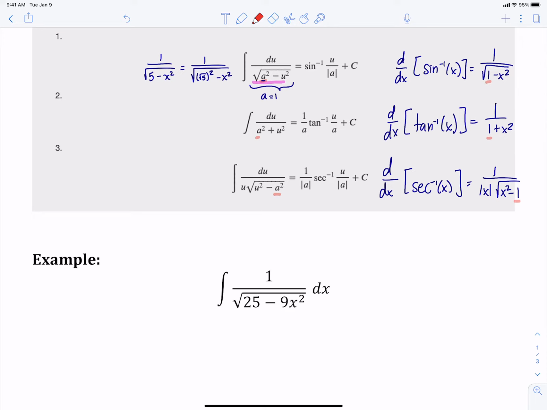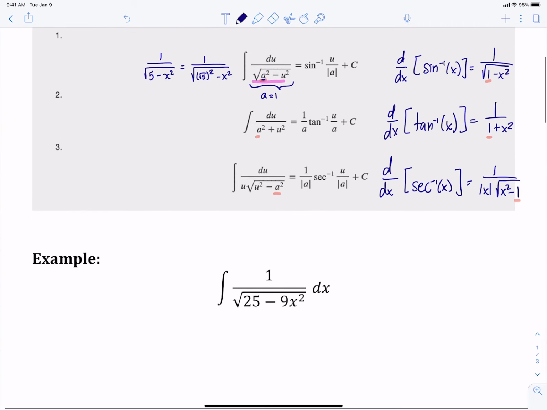And again, this is really just us using the formula, recognizing which one of these 3 formulas we have, and maybe rewriting it a little bit so we can see exactly what we've got. So this is an example of the first formula right here, because we've got the square root of 2 things being subtracted, and the x is after the subtraction, which is what we've got up here in our formula.